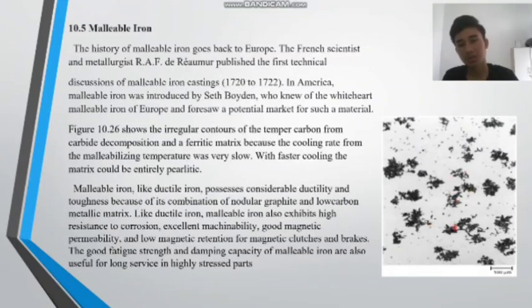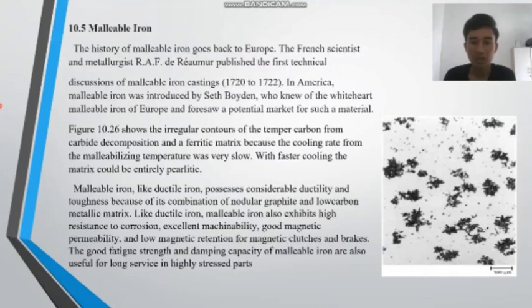Figure 10.26 shows the irregular contours of the temper carbon from carbon decomposition and a ferritic matrix because the cooling rate from the malleabilizing temperature was very slow. With faster cooling, the matrix could be entirely pearlitic. Malleable iron, like ductile iron, possesses considerable ductility and toughness because of its combination of nodular graphite and low carbon metallic matrix.